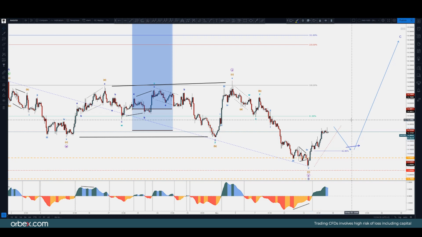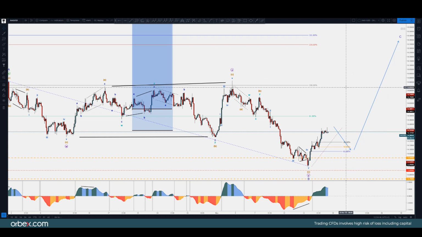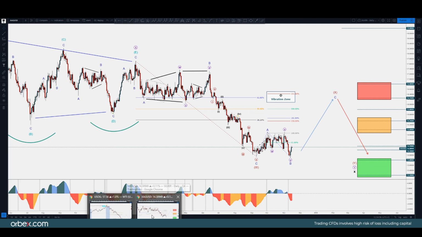So 61.8 again would be the default measurement in this wave 2 correction, if it even occurs, right? So 1, 2, and then the bullish view. Also a possible breakout, right? If that actually happens. So yeah, it is exciting. Things are beginning to unfold nicely. Patterns are aligning for me.